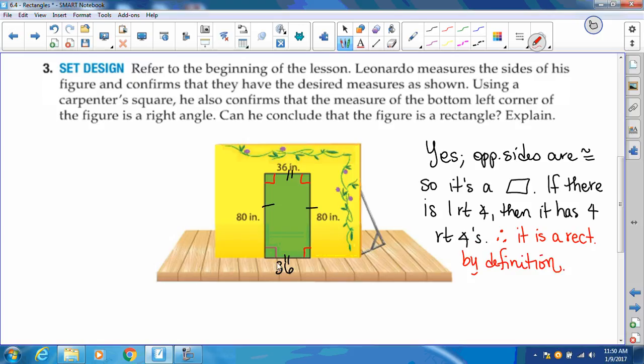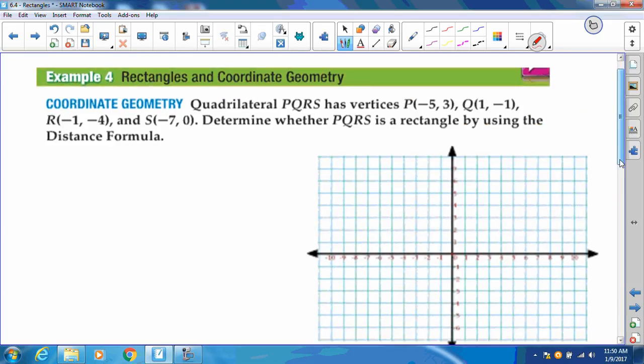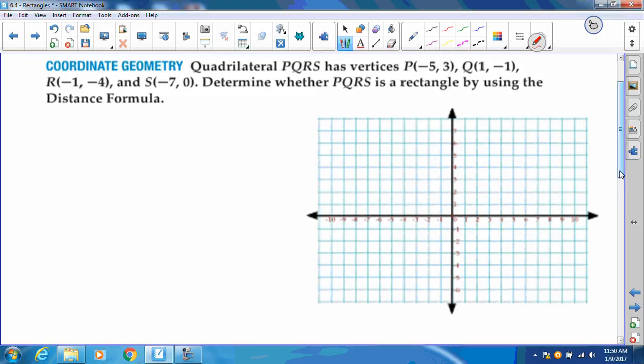So one key when you're proving something is a rectangle is that you need to show that it's a parallelogram first, which we are doing by saying opposite sides are congruent. And then we need to give a specific property to prove that it's a rectangle, whether that be diagonals congruent or whether that be that it has four right angles.